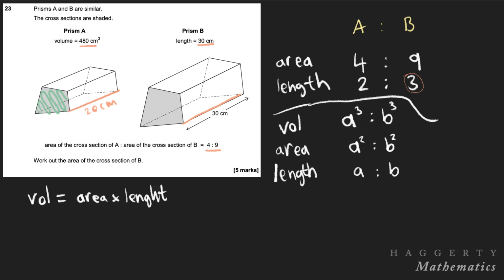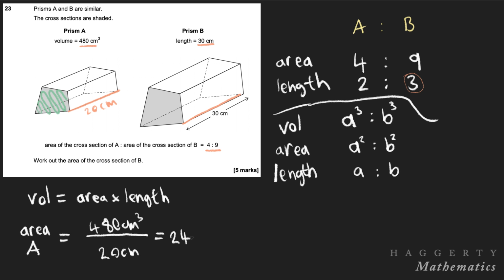And what we want to get here is the area. So the cross-sectional area of A is going to be the volume, which is 480 centimeters cubed, and you want to divide that by the 20 centimeters, and that's going to give you 24 centimeters squared, right? So that's going to be this little green area here, 24 centimeters squared.